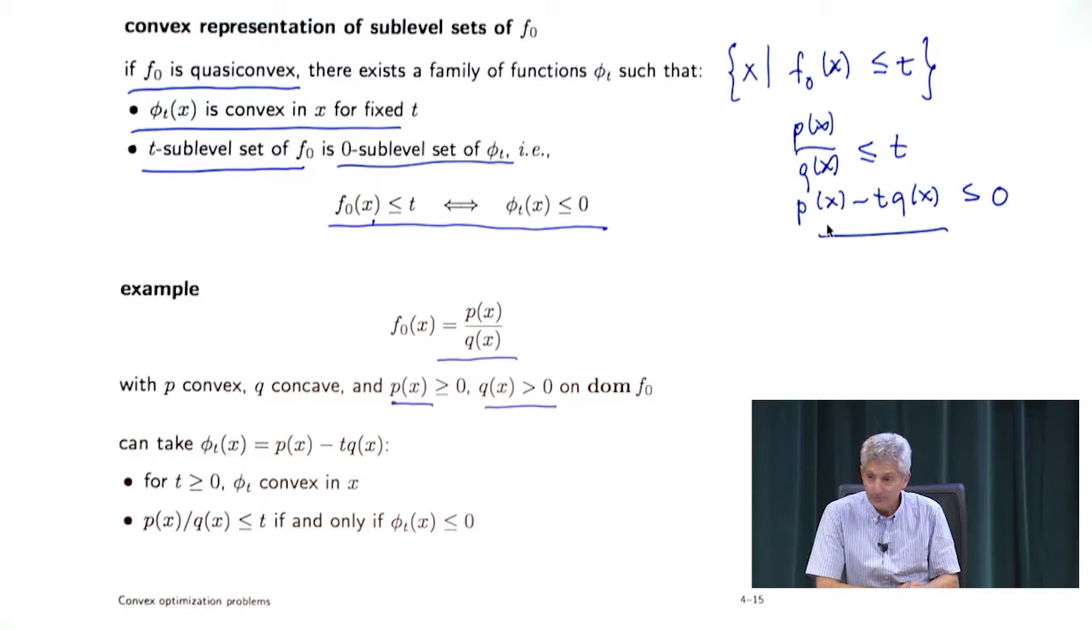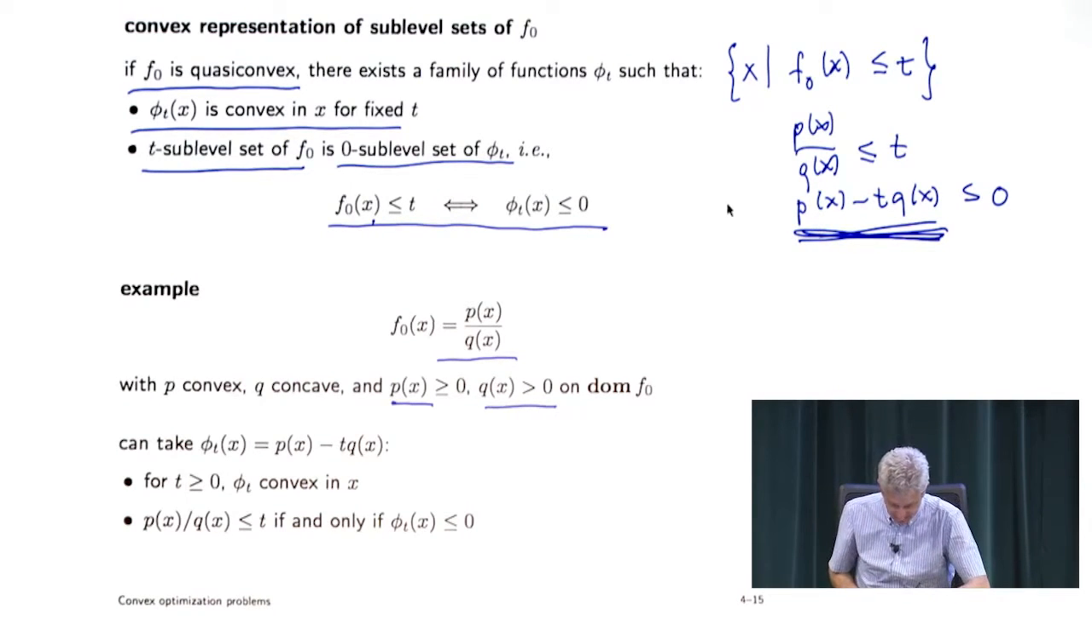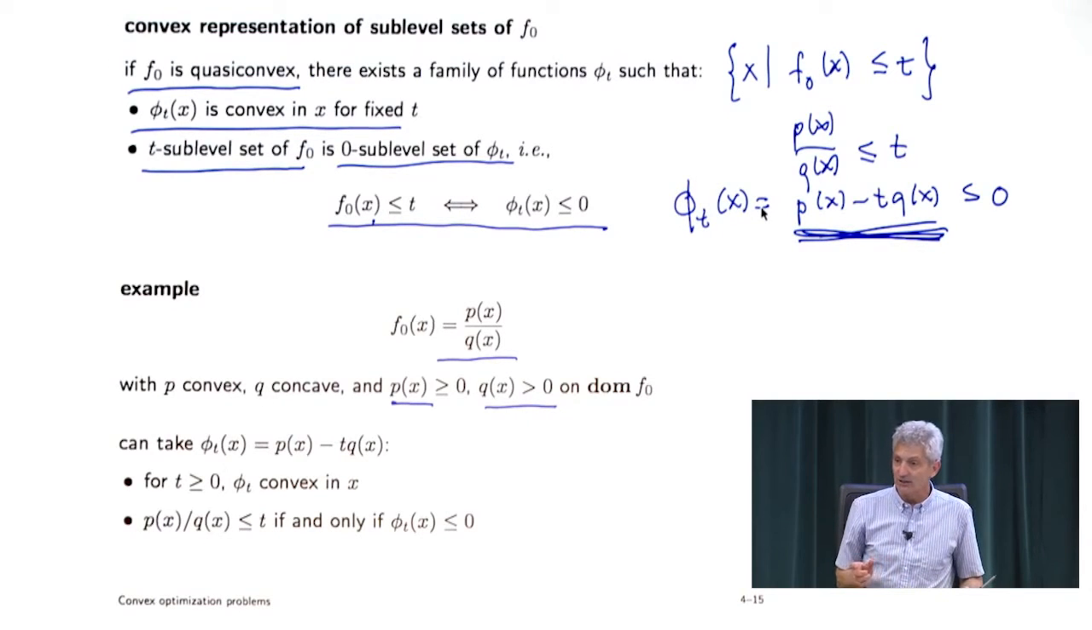I'm done, because that is a convex function. p is convex, q is concave. t, with t positive, which is our assumption now, is non-negative, so t times q of x is going to be concave, minus switches convex and concave, sum of convex is convex, this function is convex. Okay? So this would be the representation. This would be the phi t of x. Notice that it is not convex in x and t jointly, but for any fixed t, which is bigger than or equal to 0, this is a convex function. And the sublevel set gives you the sublevel set of f0. So that's the idea.